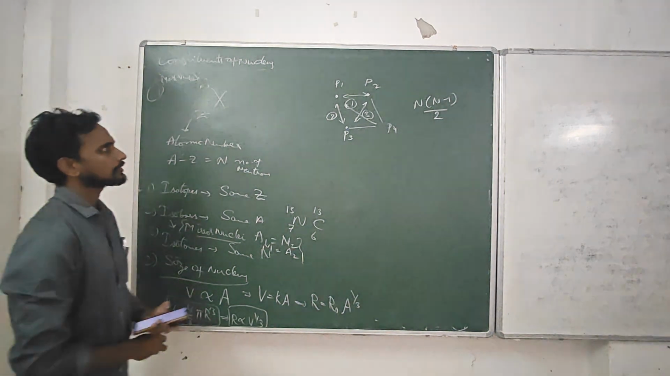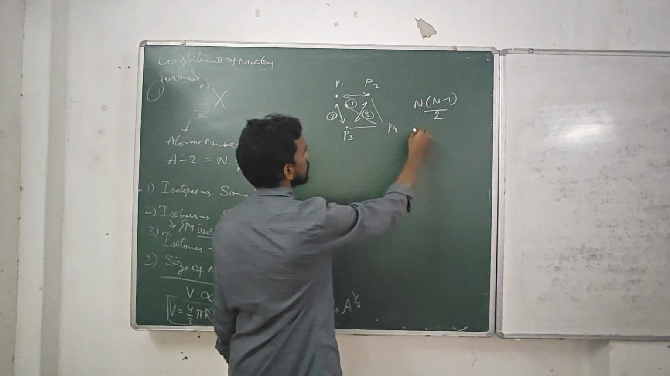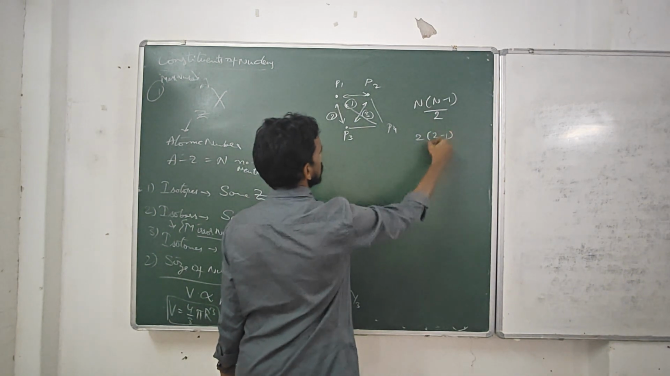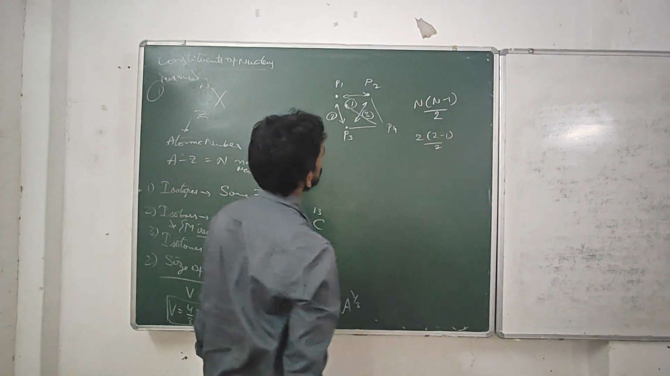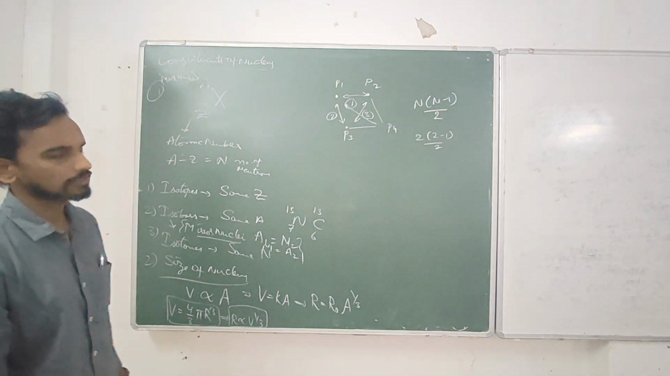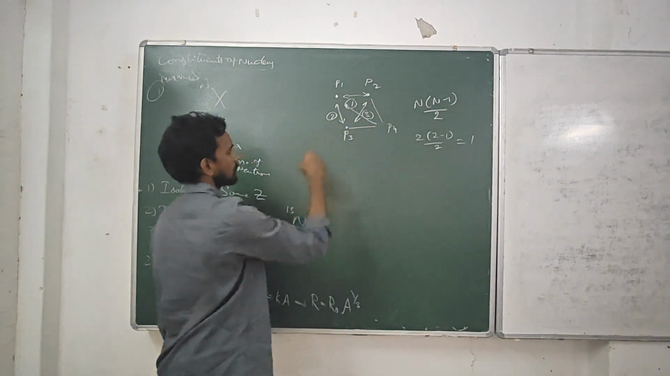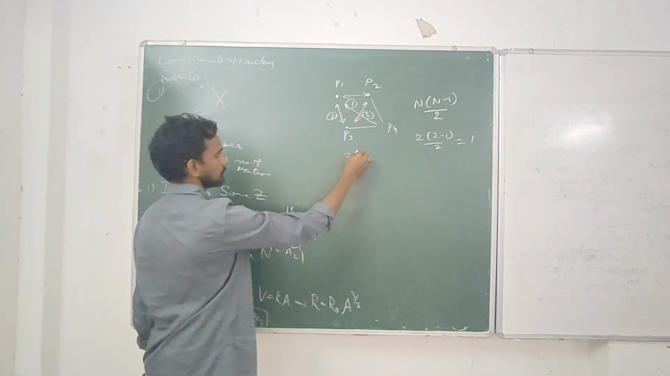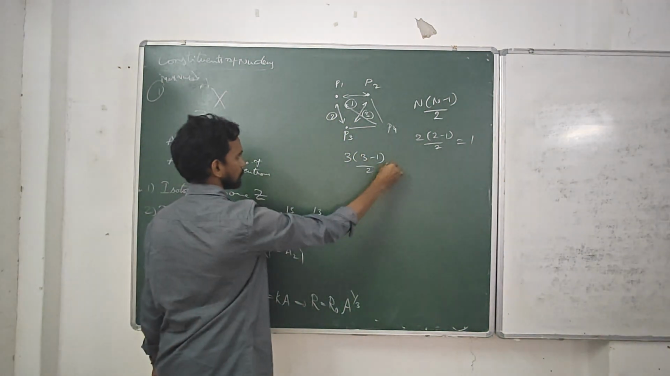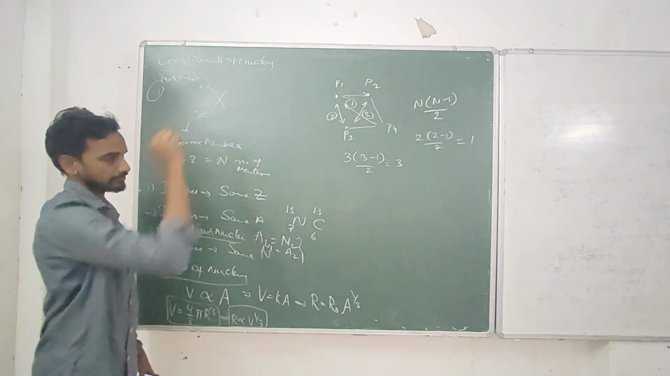So if my nucleon is the second one, how many interactions? 2 into 2 minus 1 by 2, one interaction. If my particle is the third particle, 3 into 3 minus 1 by 2, I will have 3 interactions.